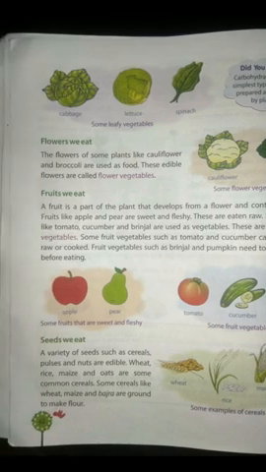Then, fruits we eat. A fruit is a part of the plant that develops from a flower and contains seeds. Fruits like apple and pear are sweet and fleshy.